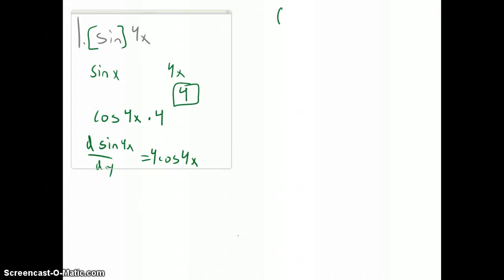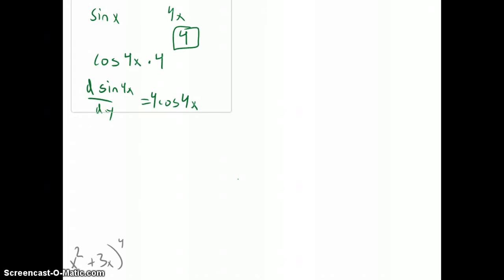Okay, that was pretty simple, so now we're going to move on to a little bit more complicated example, which is x squared plus 3x, all that to the 4th. Now in this, the outside function is clearly x to the 4th, and the inside function is everything else, so x squared plus 3x.